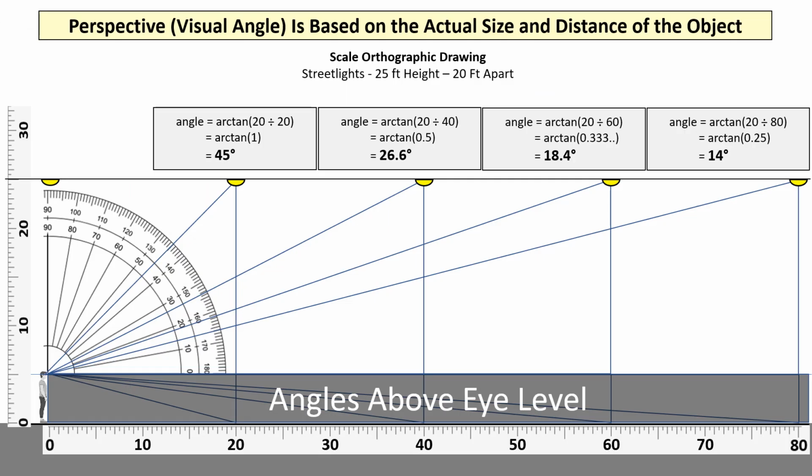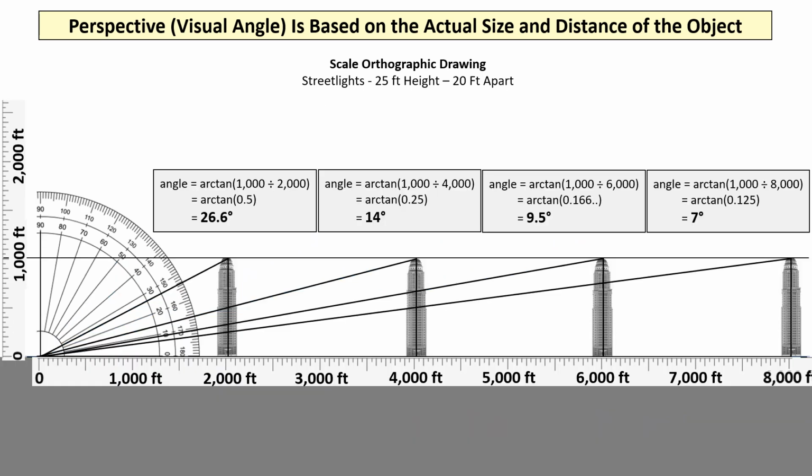And since perspective or the visual angle is based on the actual size and distance of the object, I can use that formula to calculate the angle of the street light above the observer's eye level. So in the first street light, we have a distance of 20 feet, a height of 20 feet, 45-degree angle. At 40 feet, 26.6 degrees. At 60 feet, 18.4 degrees. And at 80 feet, 14 degrees. I can do the same for this 1,000-foot building at 2,000, 4,000, 6,000, and 8,000 feet in distance.